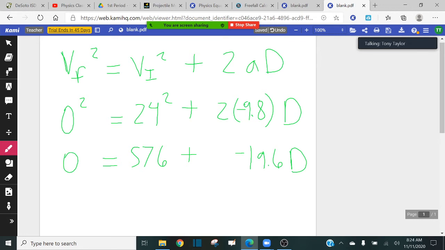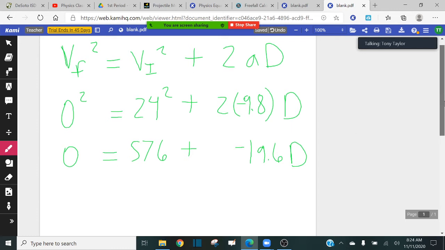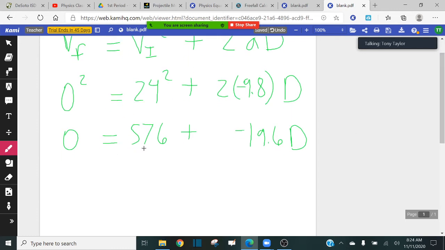So guys, the rest is just algebra. So what I want to do, guys, see this 576? I want to get rid of it, so I want to subtract it to the other side of the equal sign. So negative 576, that goes away. Whatever I do to one side, I have to do to the other. Negative 576. So I'm just left with negative 576 is equal to negative 19.6D.